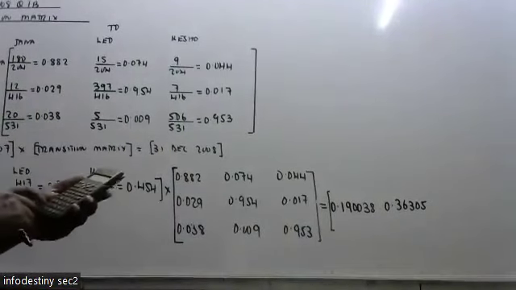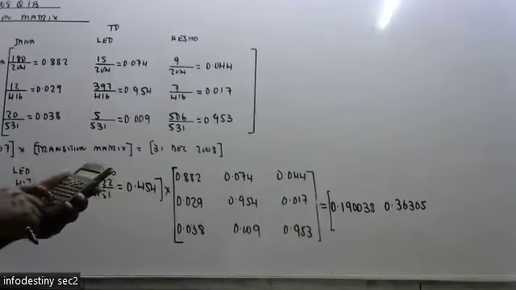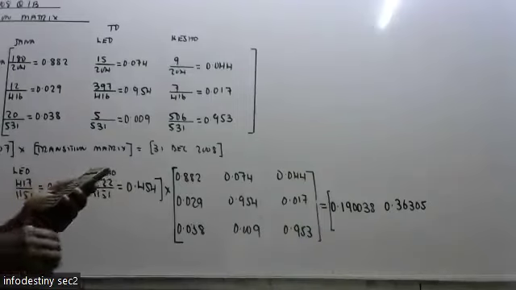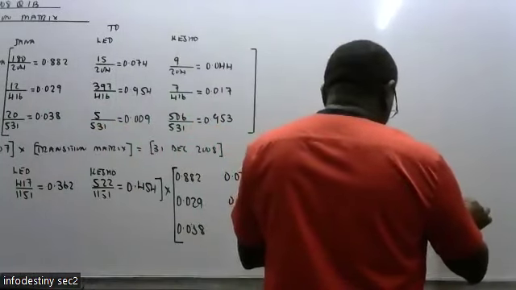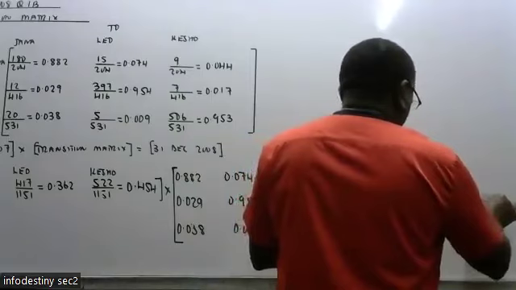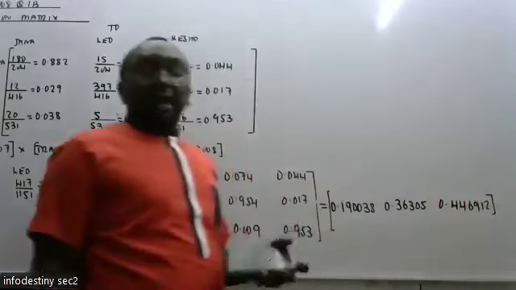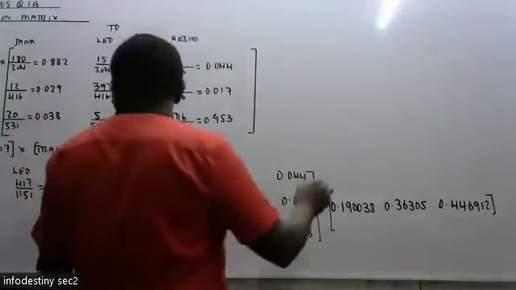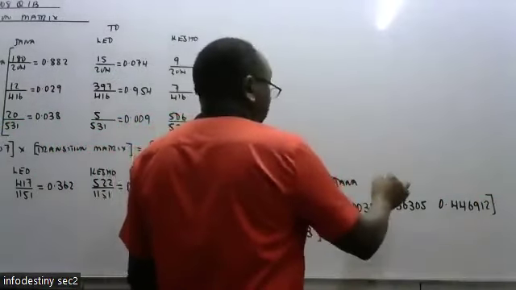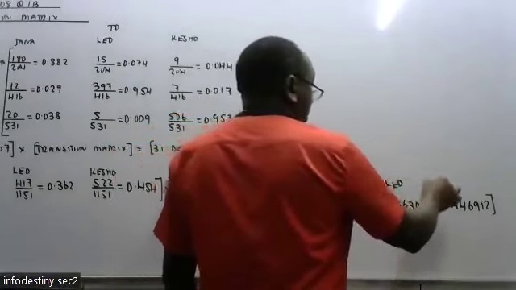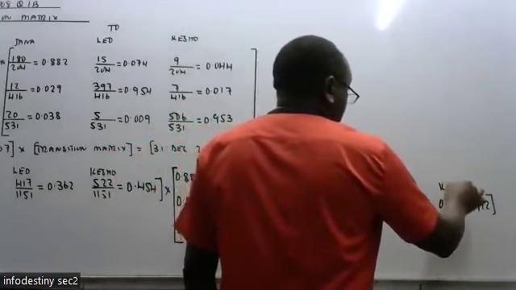You just say 1 minus 0.190038 minus the answer, so that we get 0.446912. So those are the shares. This is for Jana. This is for Leo. And this is for Kesho.